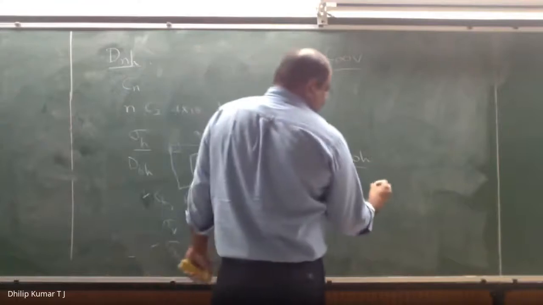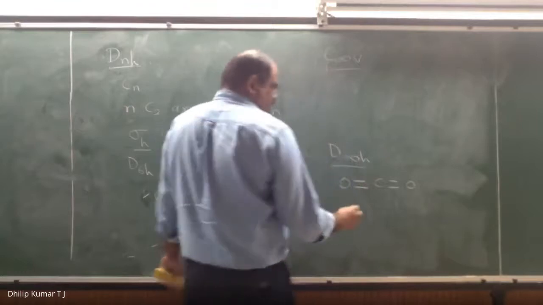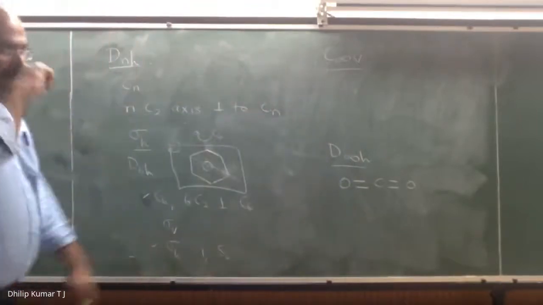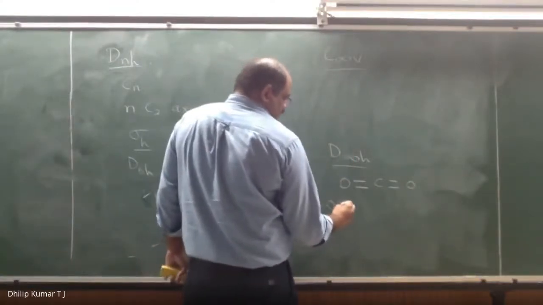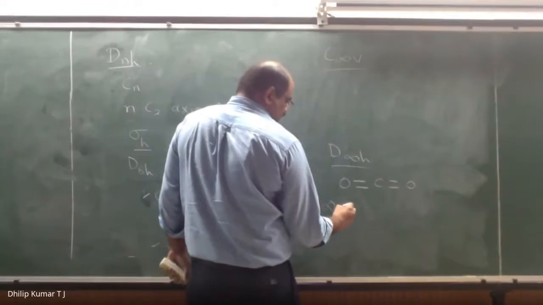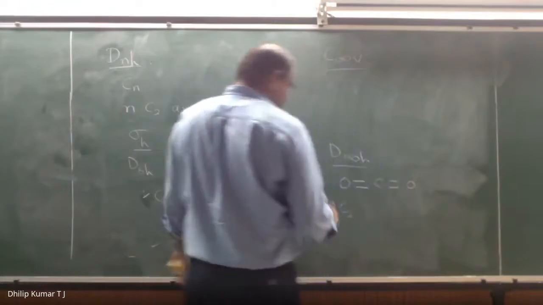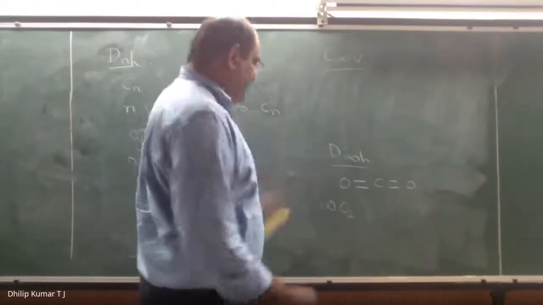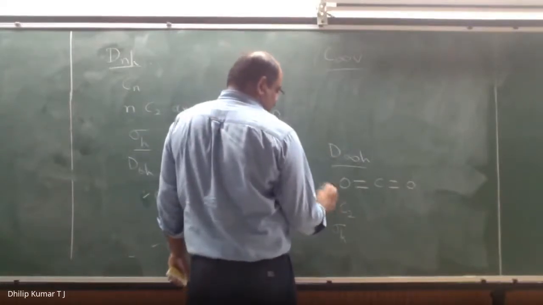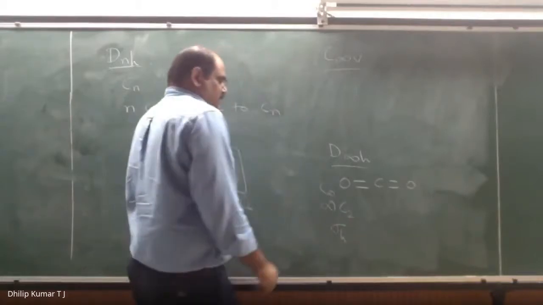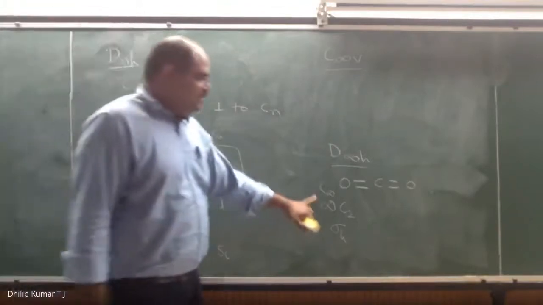So D infinity H, carbon dioxide is a good example. And any other example for D infinity H? So basically, D infinity H means it has infinite C2 axes. Yeah, so you can rotate multiple times. That's why it's called D infinity, and along with that, it has sigma H. So basically it has C infinity, infinite C2 axes, and sigma H. So that's why it is called D infinity H.